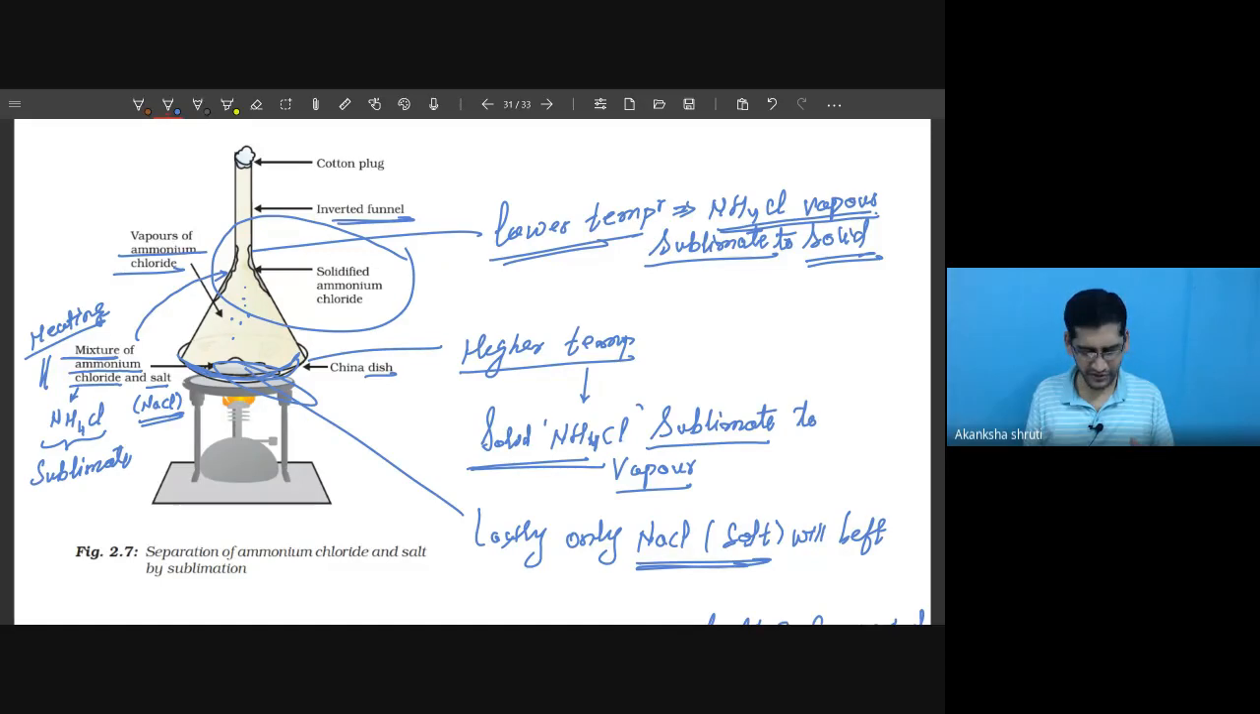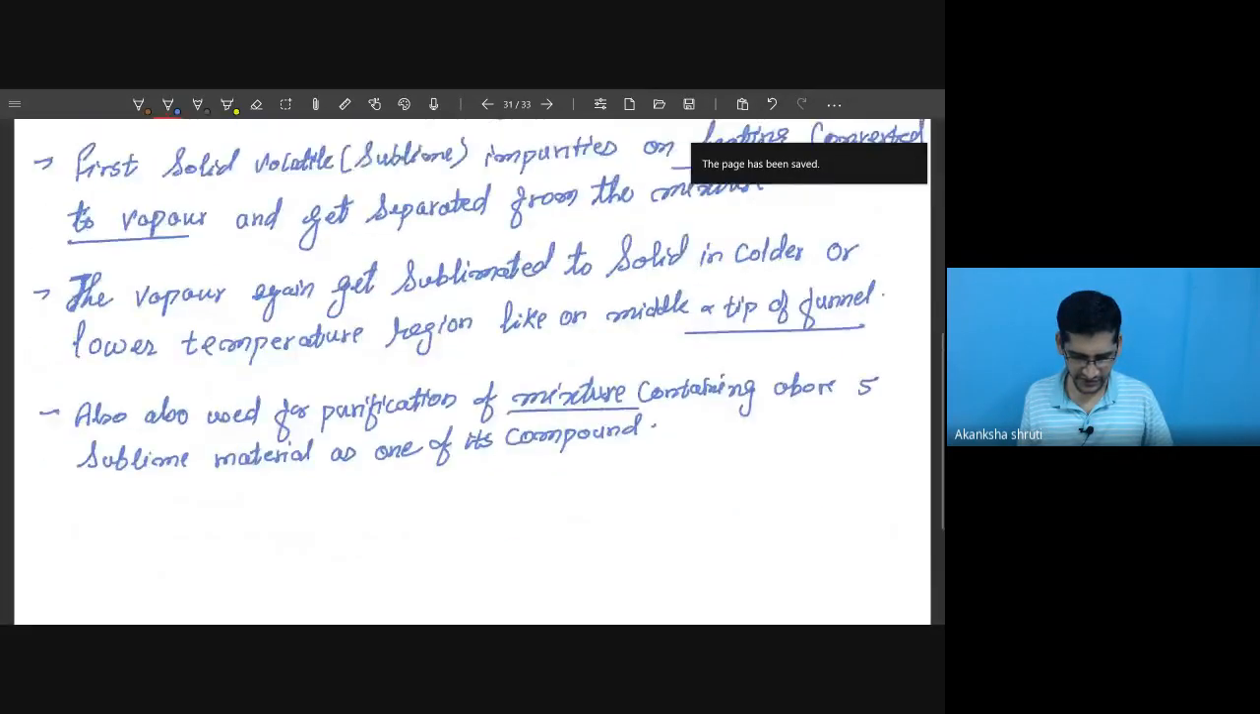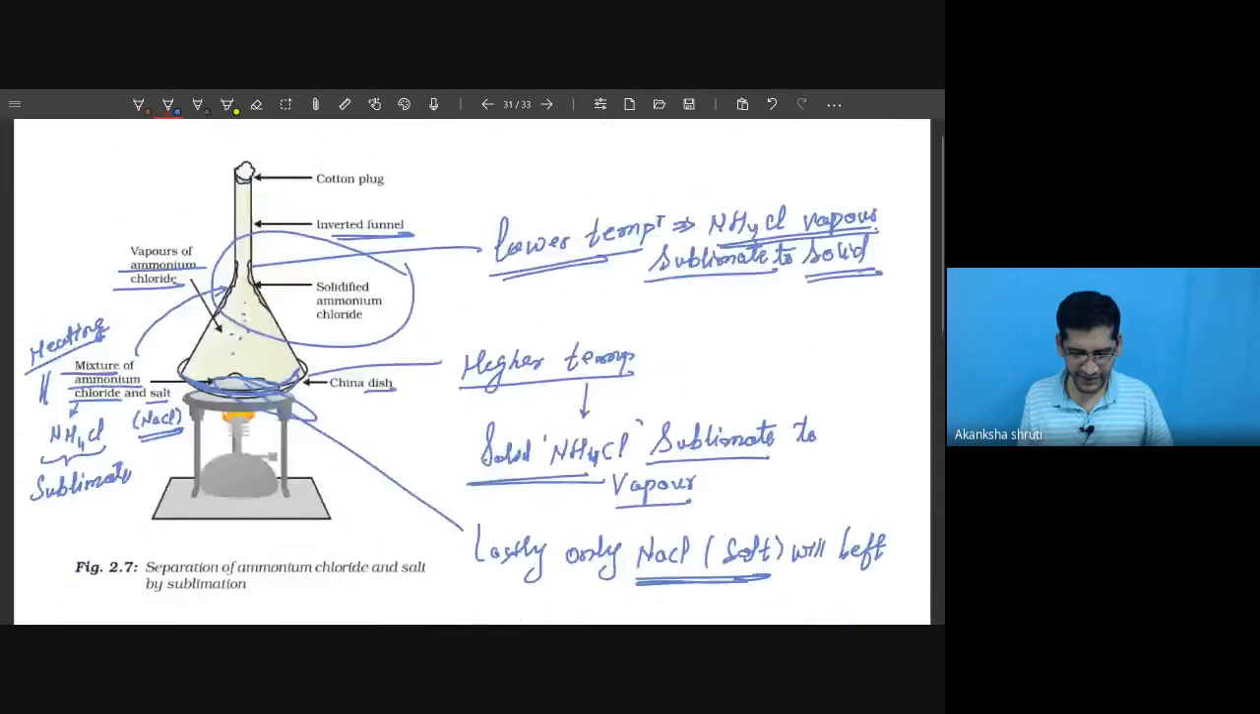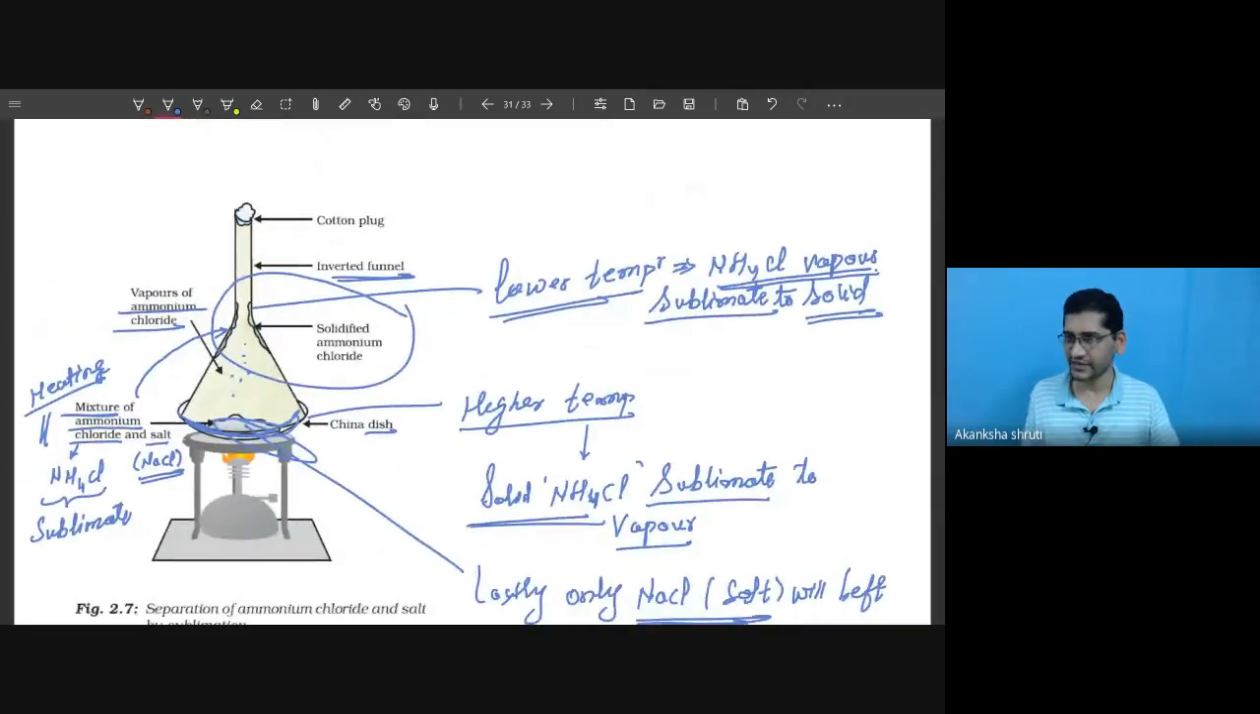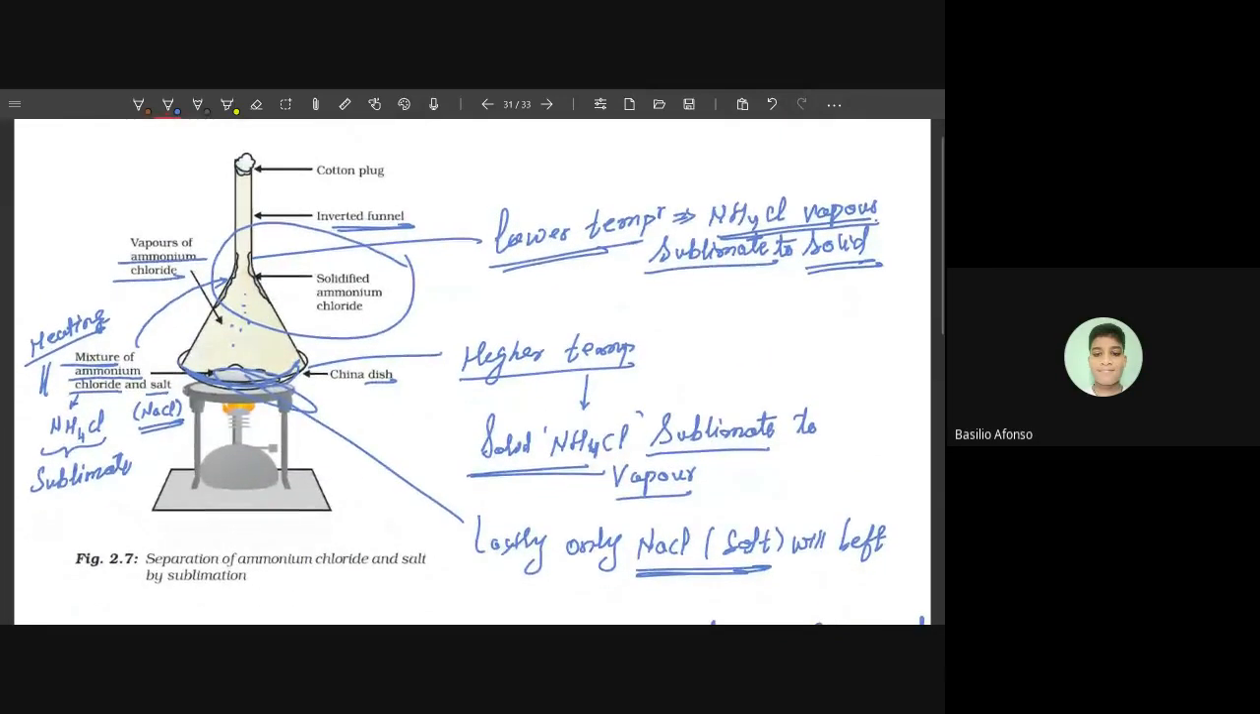This way ammonium chloride gets separated from the sodium chloride. Okay, so this is so simple. So therefore it can be used for purification of such material. Any student have any doubt, then please ask, otherwise for this process we can use any heating temperature.